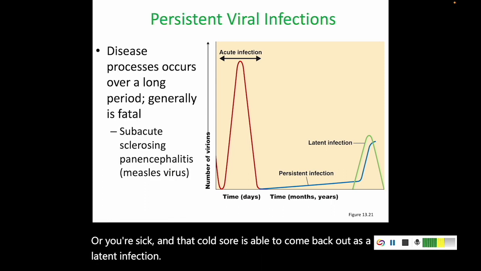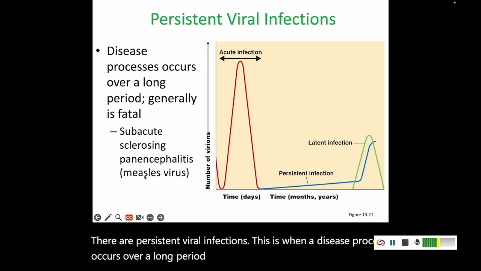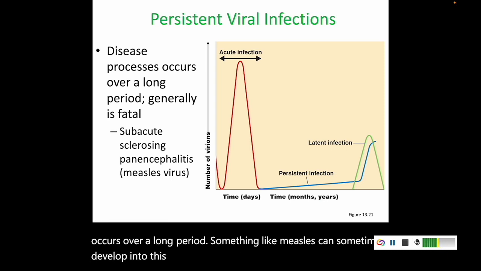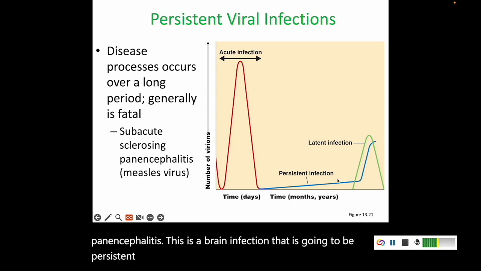There are persistent viral infections. This is when a disease process occurs over a long period. Something like measles can sometimes develop into this complication called subacute sclerosing panencephalitis. This is a brain infection that is going to be persistent, last for a long time, and often can be fatal.